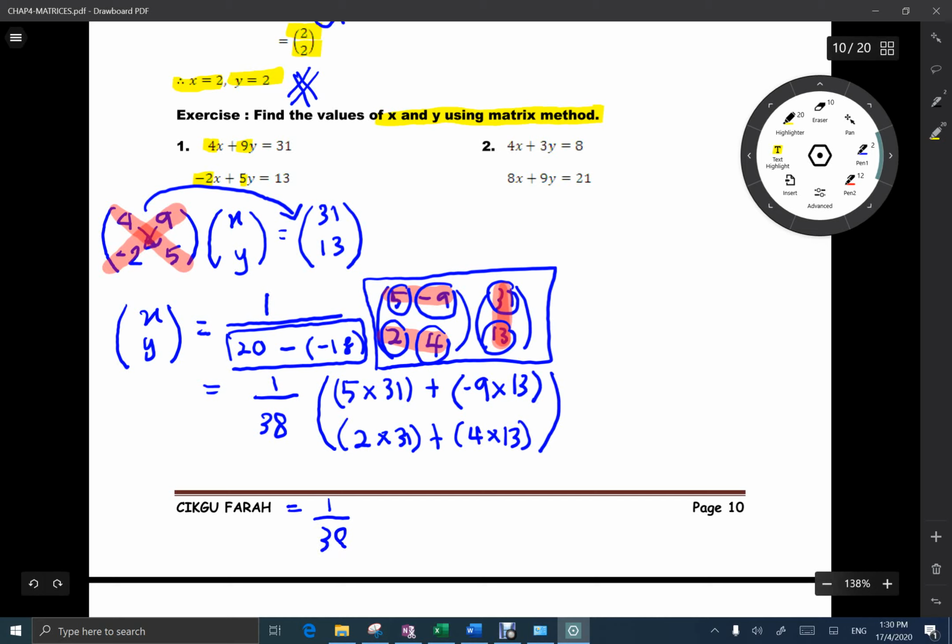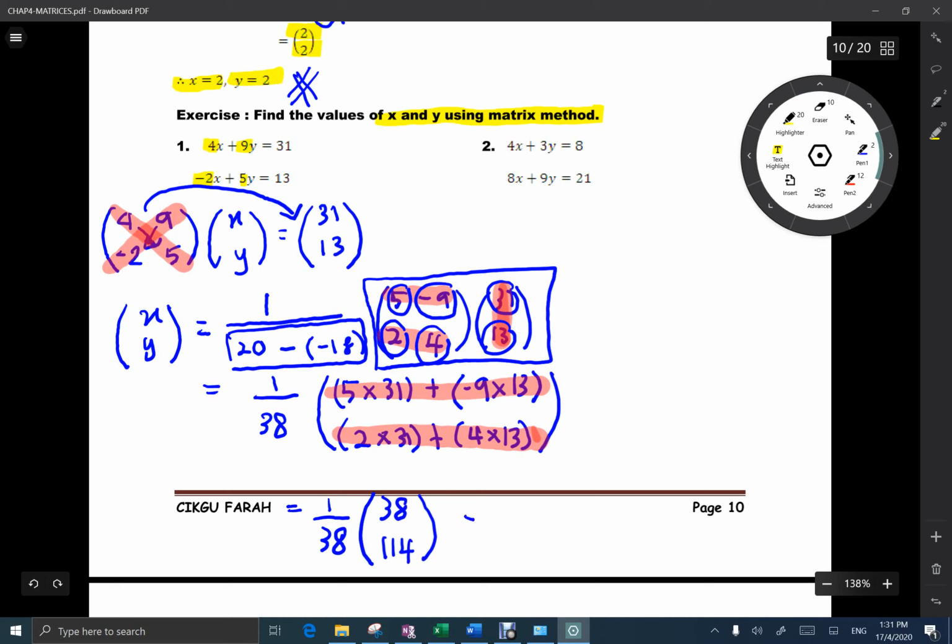1 over 38. So, ambil lah your calculator. Jom kita darab. So, you need to solve this one dulu. 5 times 31 plus negative 9 times 13. So, it's 38. Sorry. It's 38. Okay, and then solve pula yang ini. 2 times 31 plus 4 times 13. It's 114.